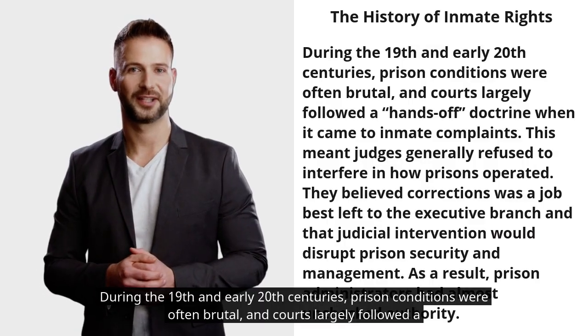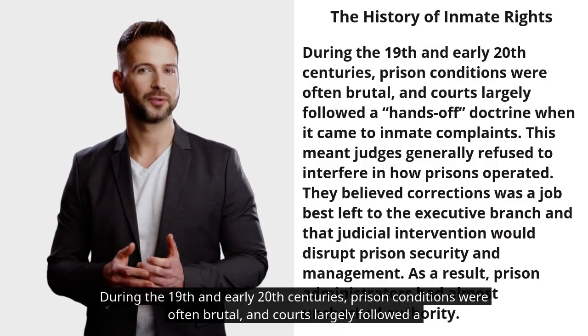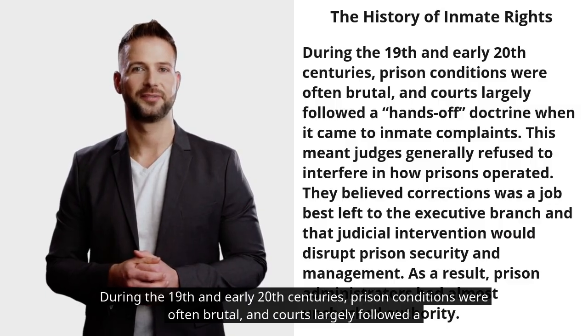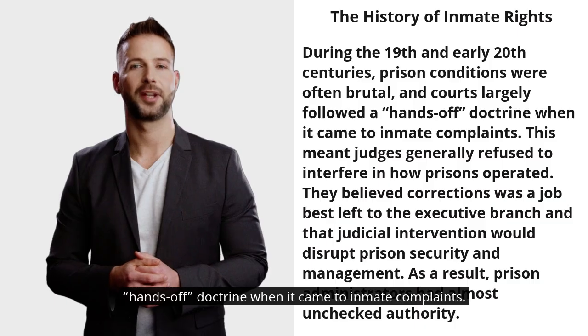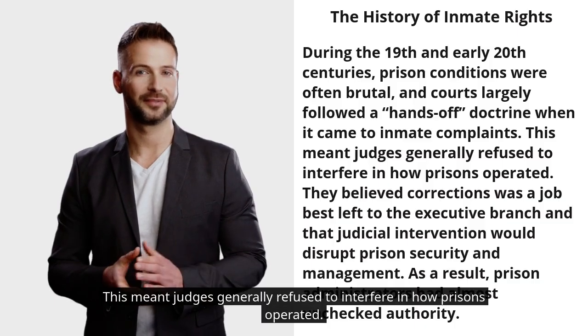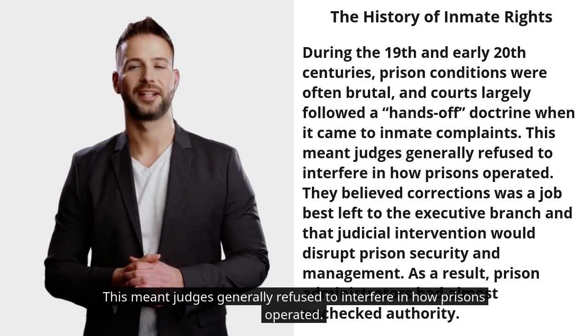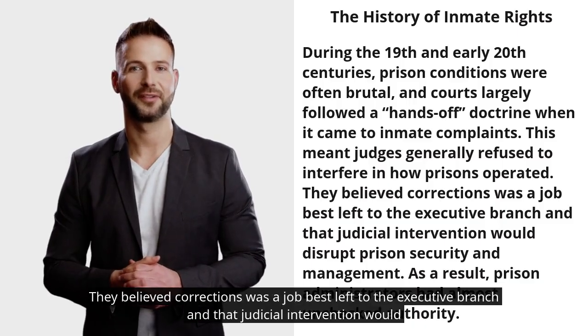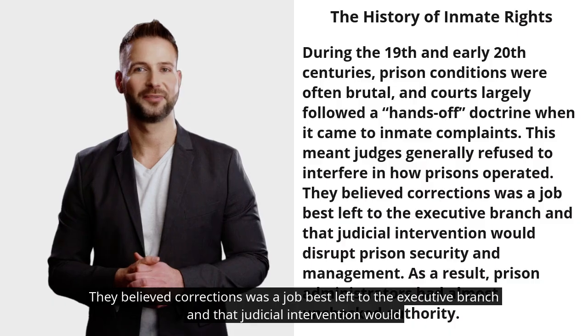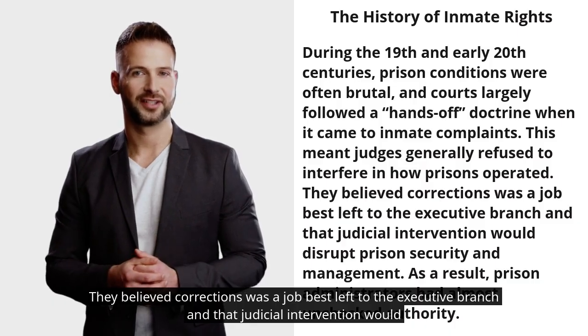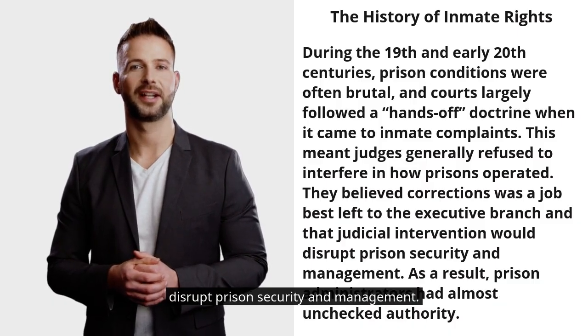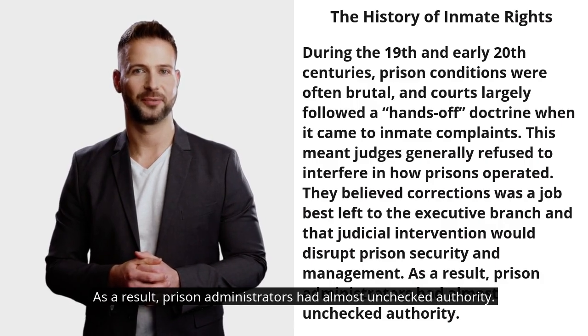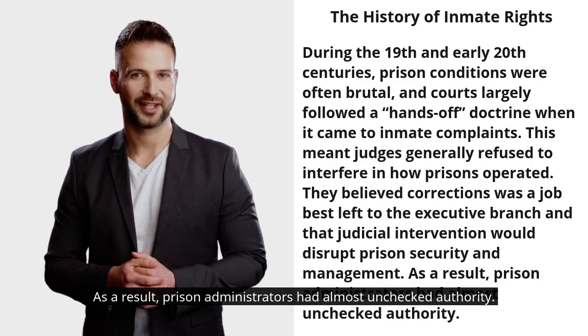During the 19th and early 20th centuries, prison conditions were often brutal, and courts largely followed a hands-off doctrine when it came to inmate complaints. This meant judges generally refused to interfere in how prisons operated. They believed corrections was a job best left to the executive branch and that judicial intervention would disrupt prison security and management. As a result, prison administrators had almost unchecked authority.